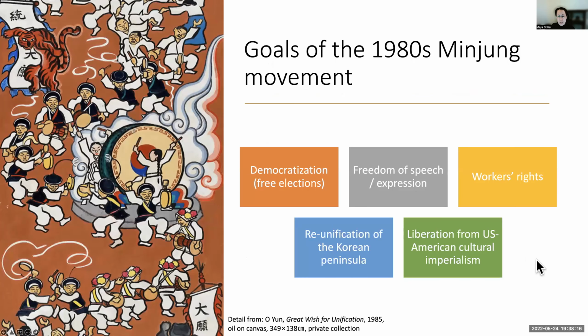And what were the goals of the 1980s Minjung movement? First of all, free elections, freedom of speech, freedom of expression, workers' rights, and reunification of the Korean Peninsula. As you can see on the left-hand side, I showed you a detail from Oh Yoon's Great Wish for Unification. Minjung activists were really wishing for unification of the country, and they had different ideas of how to achieve that. Another major goal was liberation from US American cultural imperialism. Minjung activists were very anti-American, actually.